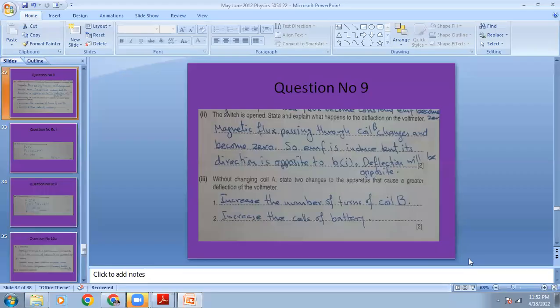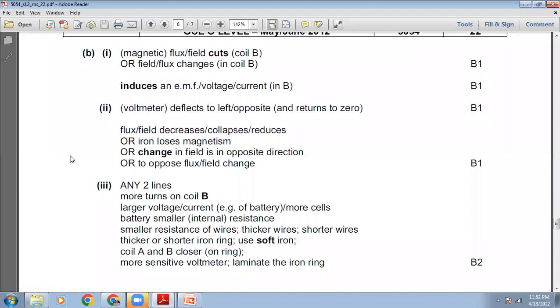So let me check what the answers are. You can see the second part says the voltmeter deflects to the left, opposite, and returns to zero. Flux or field decreases, collapses, reduces, or iron loses magnetism, or the change in the field is in the opposite direction, or to oppose the flux or field change.